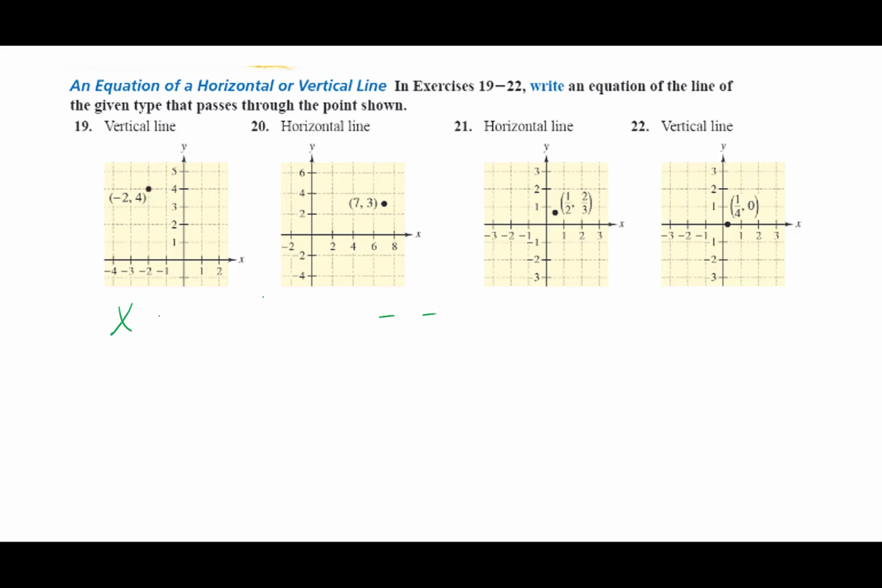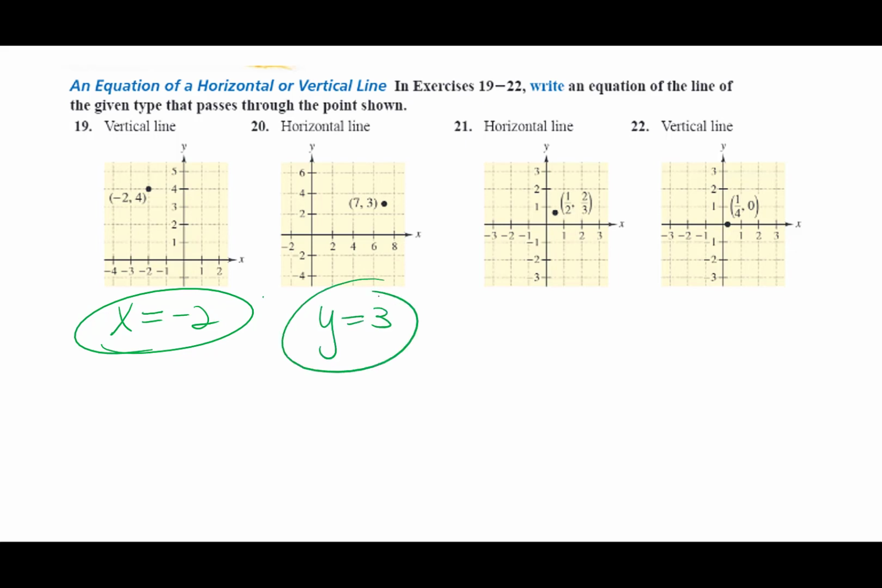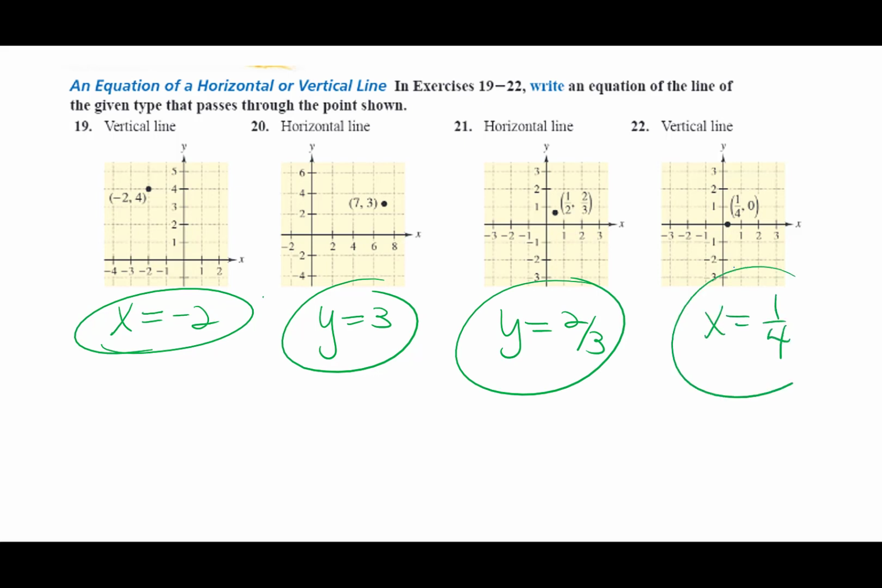The equation of a vertical line is x equals -2. Number 20, the equation of a horizontal line that goes through this point is y equals 3. Number 21, the equation of the line that goes through the ordered pair -1/2, 2/3 is y equals 2/3. And the vertical line that goes through the ordered pair 1/4, 0 is the equation x equals 1/4.